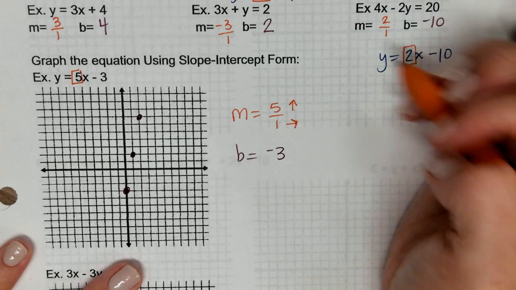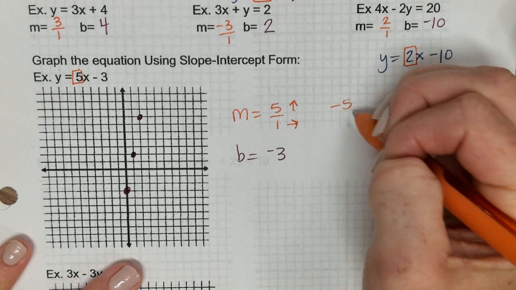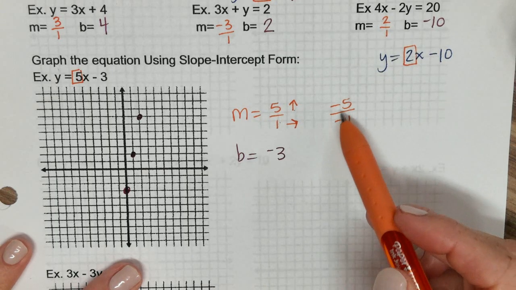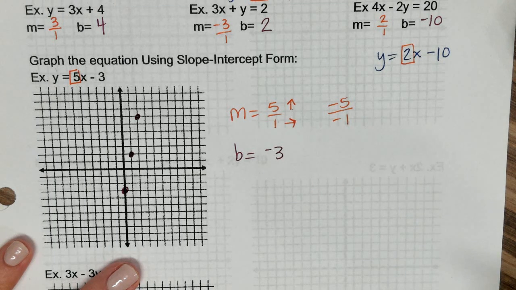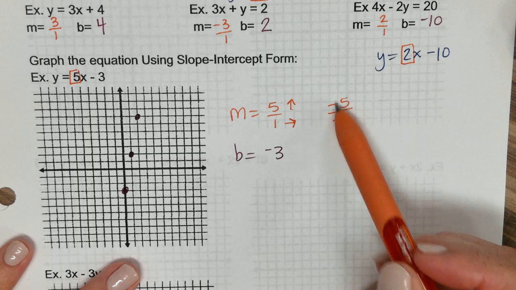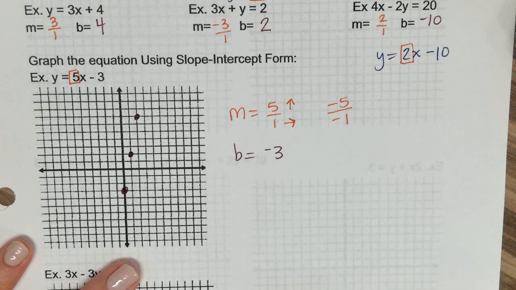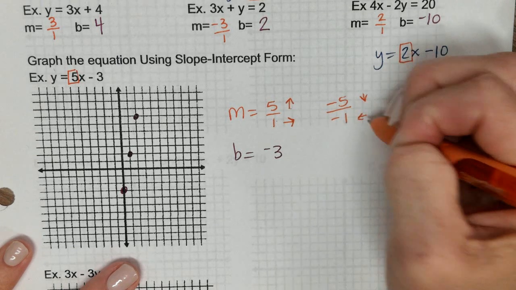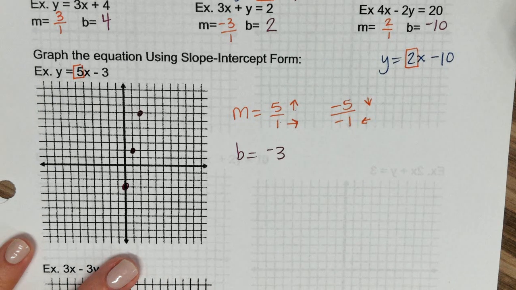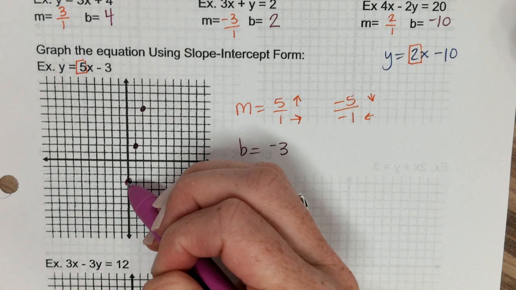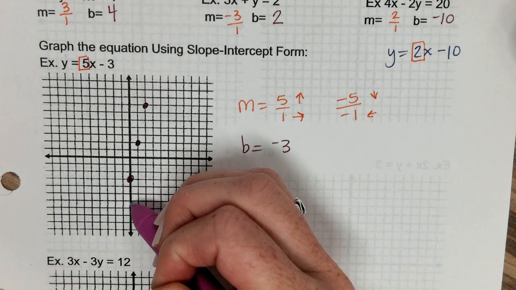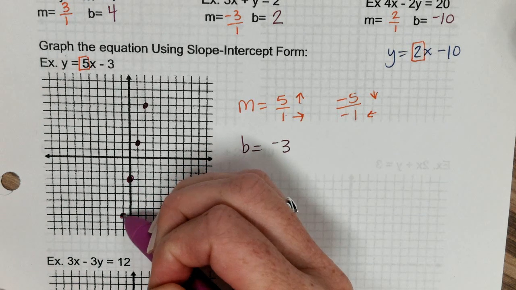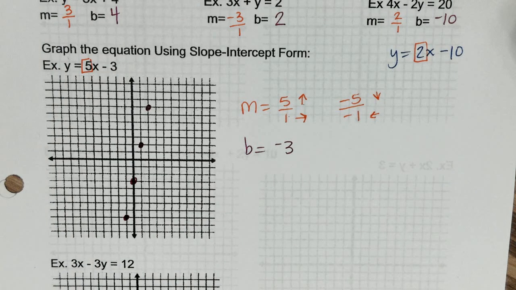Why does that work? Because if I have negative 5 over negative 1, 2 negatives is a positive. So is this still a positive slope of 5 over 1? Yes. So I can go down and left, and it will still fall on the same line. So go back to your y-intercept, go down 5, left 1, and you'll see it's still going to fall on that same line.